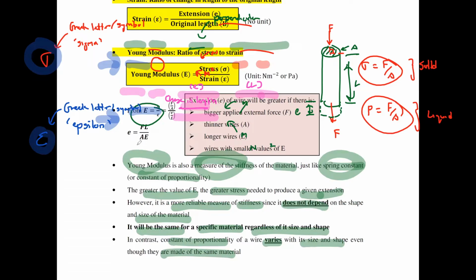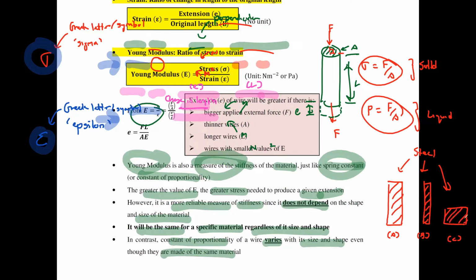What do I mean by that is something like this. If, say, for example, I have, maybe I draw it here. If I have three different objects like this, block A, B, and C. They're all made of steel, all right? So these three objects, you can clearly see that they are of different size and shape, right?